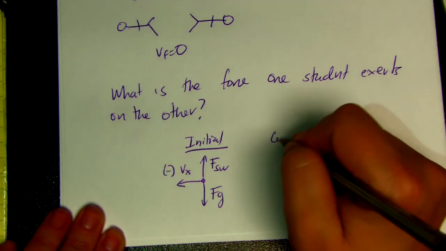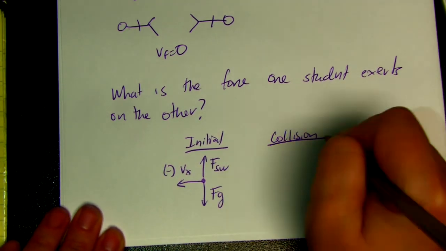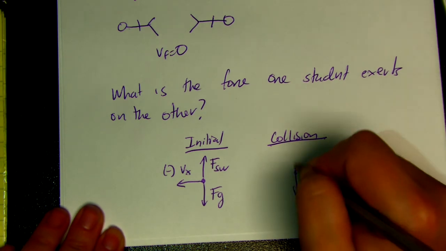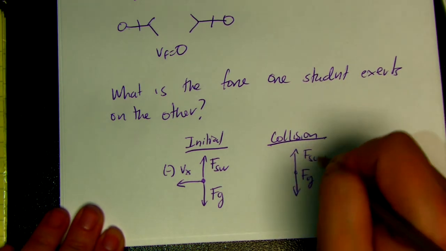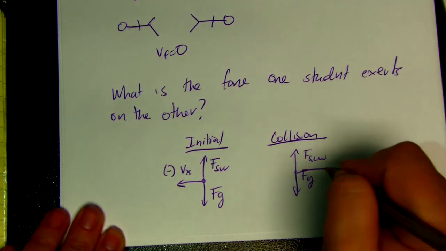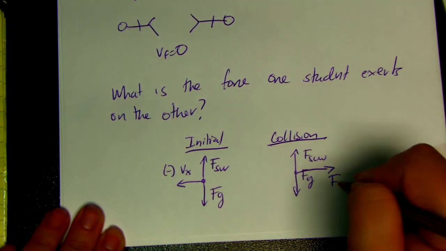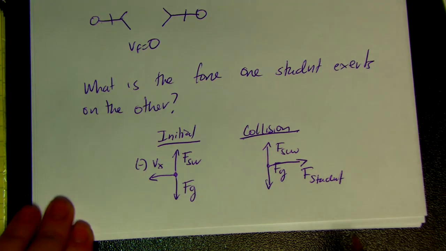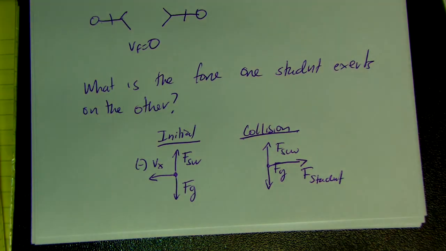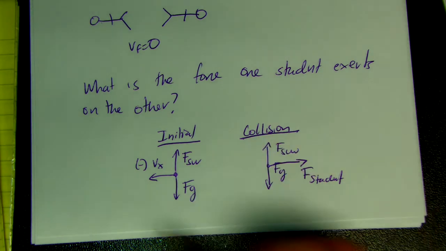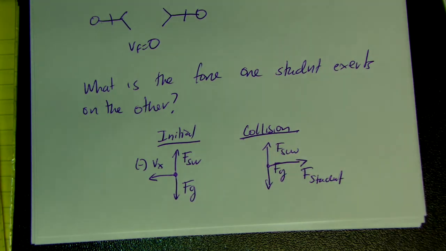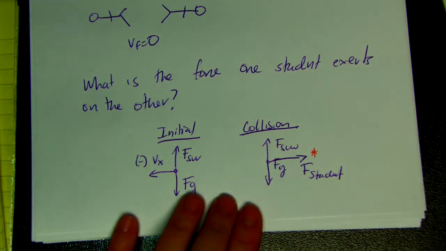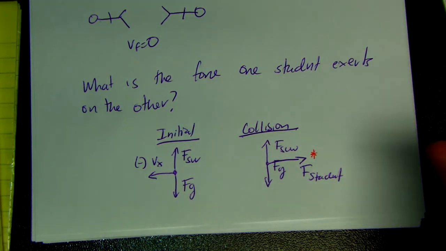And then during collision, he would continue to have the force of the earth pulling him down, the force from the sidewalk pushing him up, and he would have the force from the other student. Okay, and this is what we're interested in. We're really interested in what is this force. What is the force from the other student?